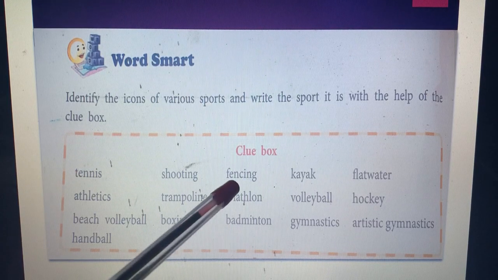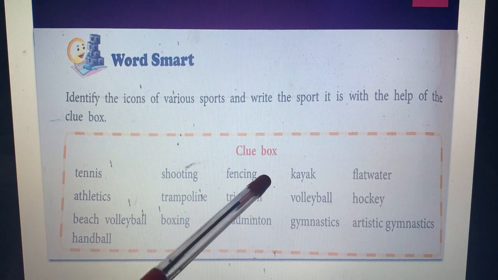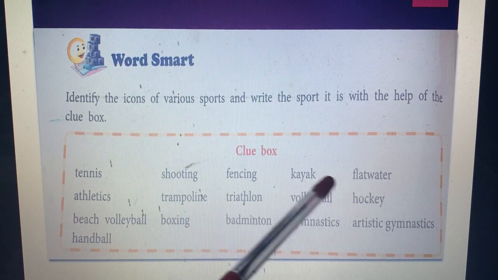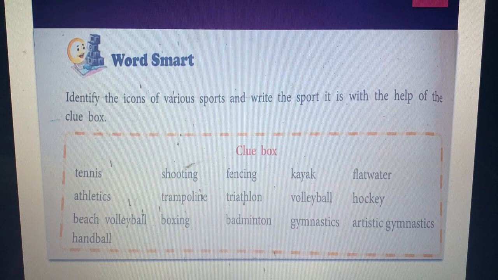Boxing, you all know. Then fencing. What do you mean by fencing? Fencing is basically the sport of fighting with swords. Two people fight with swords according to a set of rules. Then it is triathlon. Then badminton also, you know. Then it is kayak, flat water. Kayak flat water.